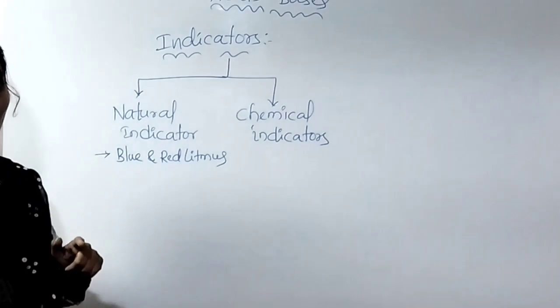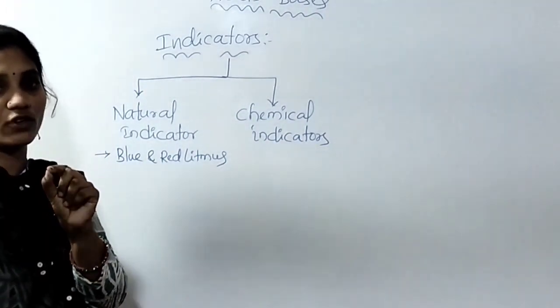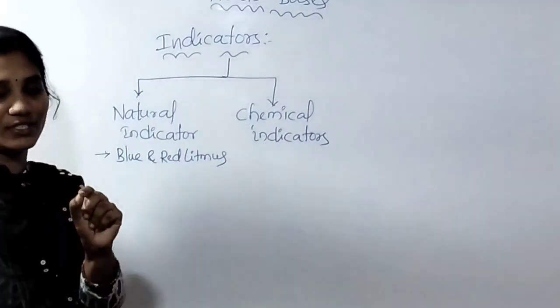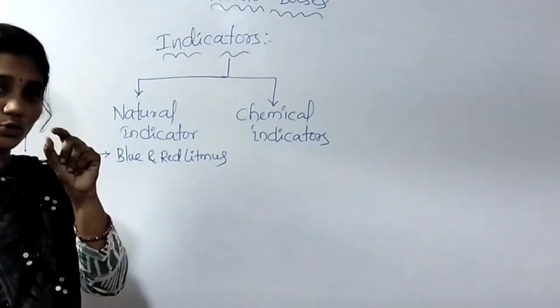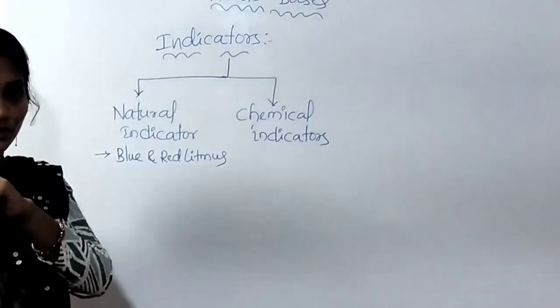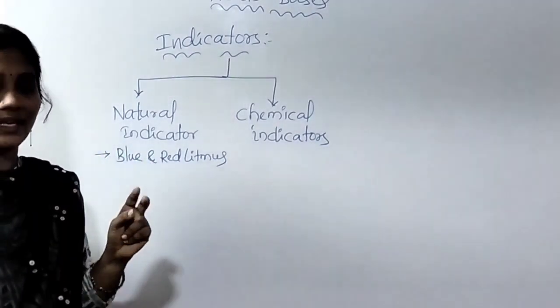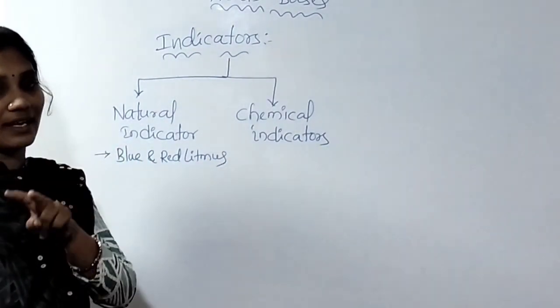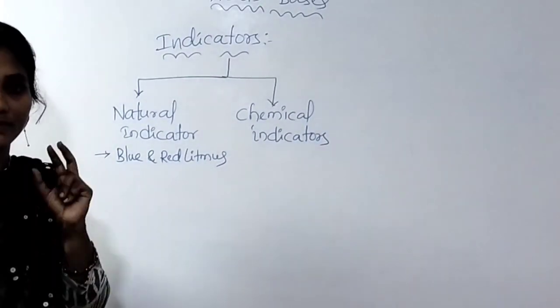Again, to that blue color solution, if we add two to three drops of any acid, it will become red. Then in that red color solution, we again cut filter paper into strips, dip them inside, and dry them in the sunlight. These two, blue litmus and red litmus papers, are ready to help us identify the nature of a substance.